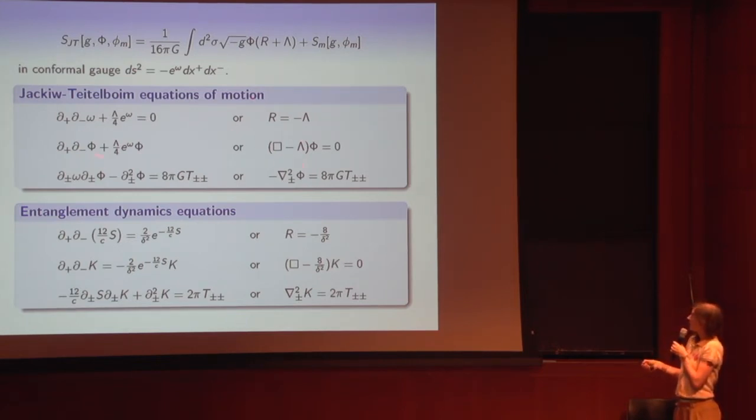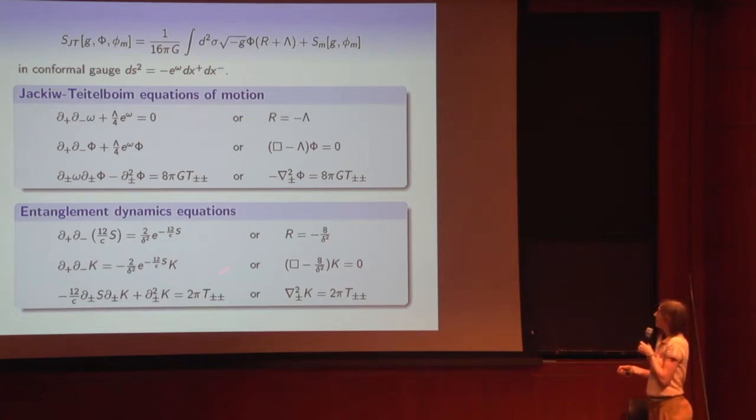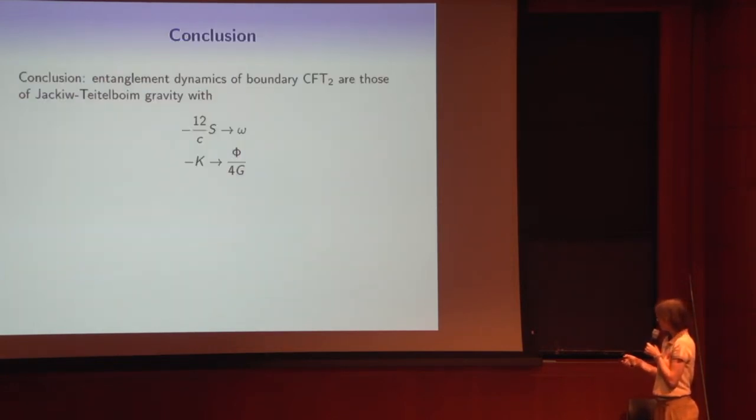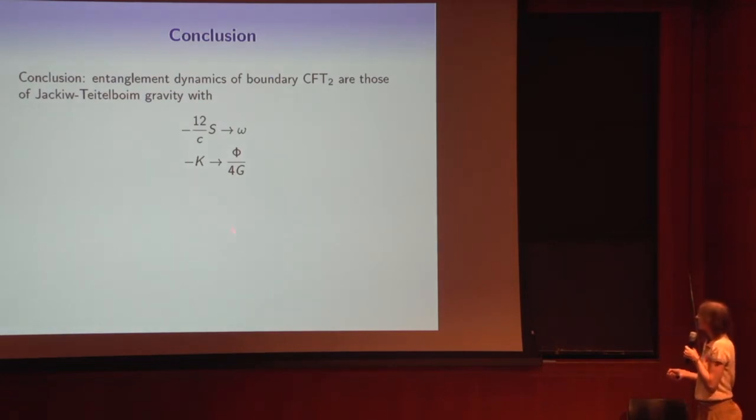And on the left-hand side, I rewrite these Jackiw-Teitelboim equations in terms of the conformal mode when we're working in conformal gauge for the metric. And then by direct comparison with the entanglement dynamics equations, we now see that the entanglement dynamics equations are equal to those of Jackiw-Teitelboim, with the entanglement mapping to the conformal mode and the modular Hamiltonian mapping to the dilaton. So in conclusion, the entanglement dynamics of boundary two-dimensional CFT are those of Jackiw-Teitelboim gravity with this mapping.